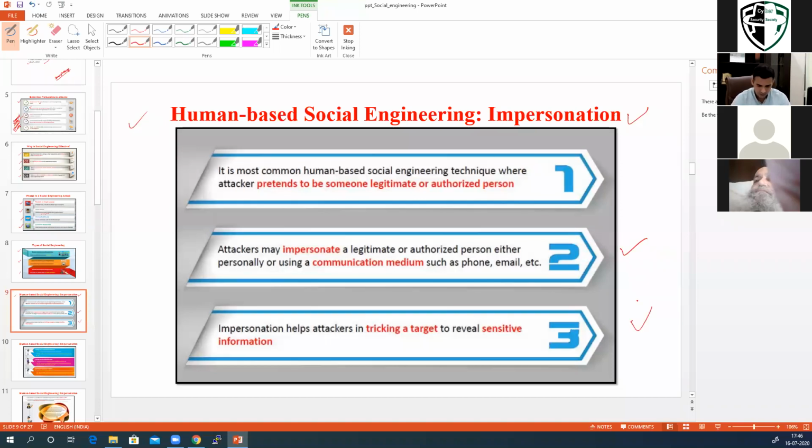Third, they trick a target into revealing sensitive information. This is the main target. Why is he doing this? Obviously he wants that particular information. It can be your credit card information, or any information about your particular organization. This is a strategy that is used in social engineering attacks. It is a very common one. Impersonation, I think, this term is now very clear, where a person tries to pretend to be someone very legitimate and authorized, whom you can believe and trust, but who actually is not, and it usually happens over calls and emails. People are doing this.